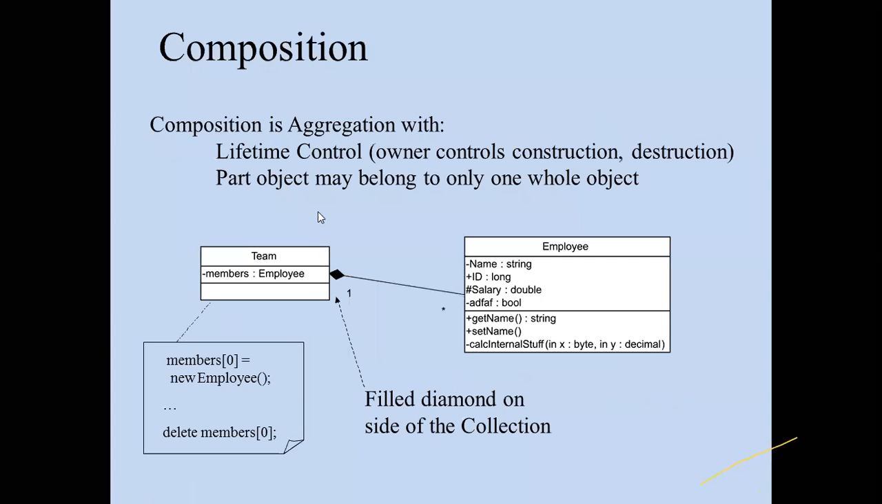Here the filled diamond is at the collection side. Here you can see the class Team. Team includes a number of employees. Here you can see the relationship multiplicities, one to many. One team has multiple employees. This is a one-to-many relationship with a composition relationship. Here the Team class includes the object members of the class Employee. Here you can see the class Employee having several attributes and several functions. This is the composition relationship.